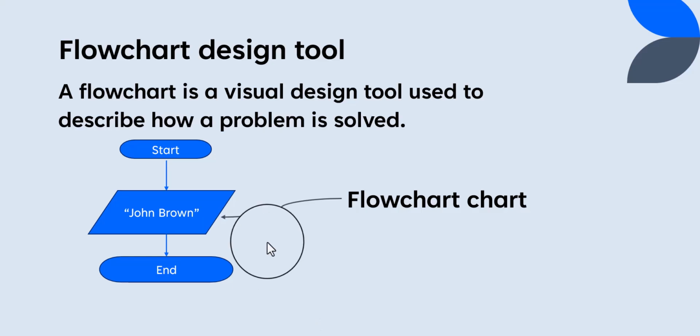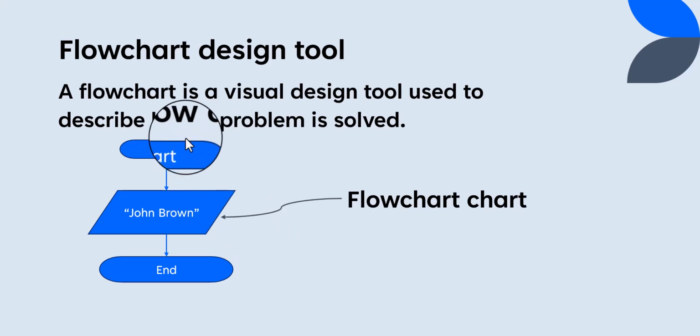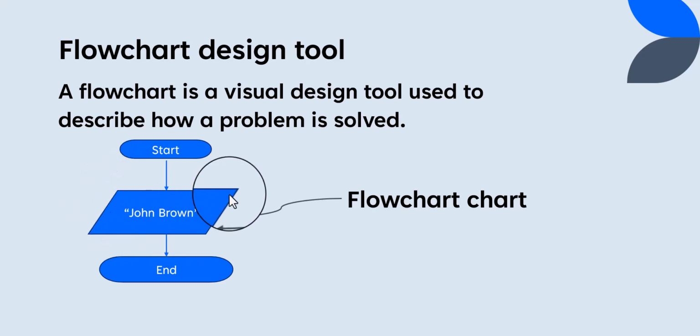The flowchart design tool is a visual design used to help describe how the problem is solved. And so we use the oval shape for start, and you see the path of the direction using those connecting arrows. We have a parallelogram or rhombus to indicate that we're either inputting something or outputting something. So in this case, we're saying print or output John Brown, and then we end, or this is where the flow diagram or the logical flow ends.